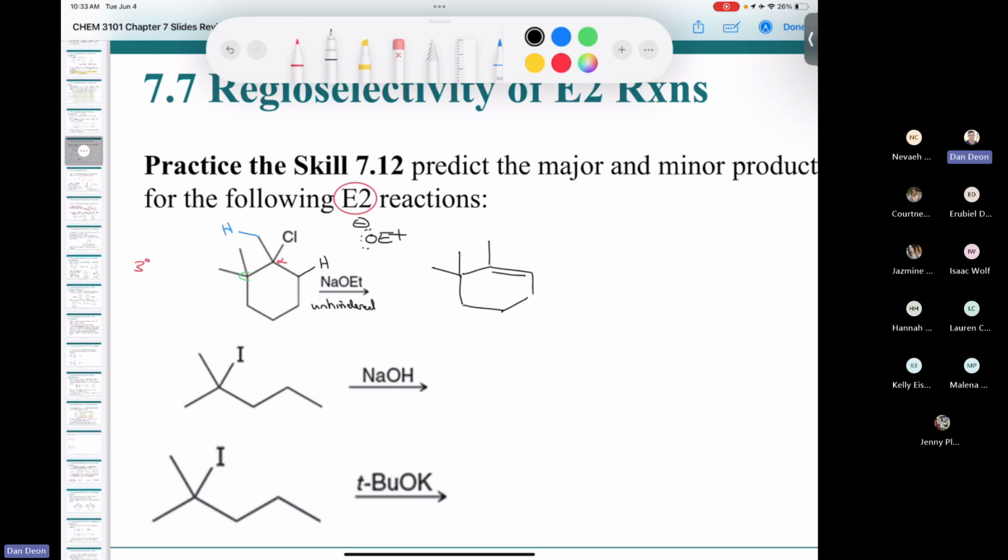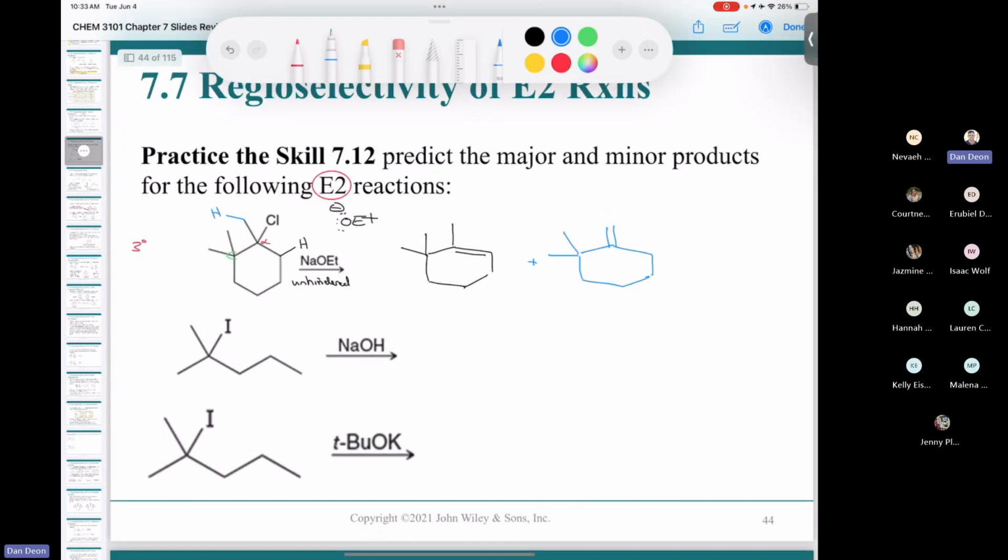If it pulled off the blue proton, then your curved arrows would look like this. Pull off the blue proton, make your double bond, and lose your chlorine as a chloride. So that would give you this alkene, like this. So you have your geminal dimethyl here. Now, between the black and the blue, which one is the Zaitsev product? Would it be the black one or the blue one? Remember, Zaitsev is more substituted.